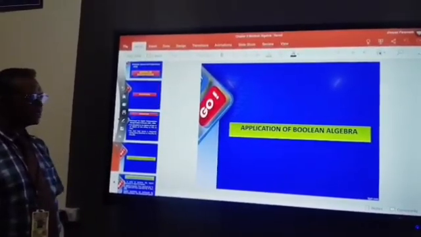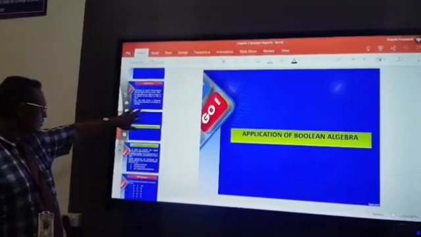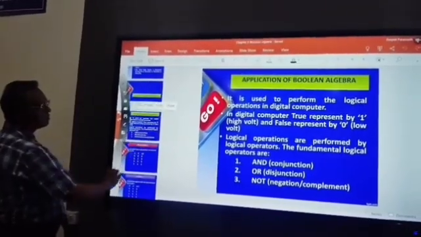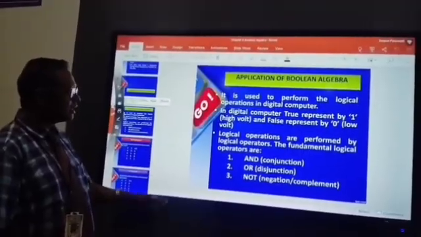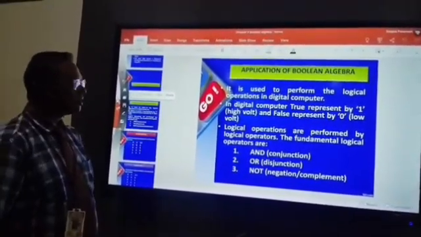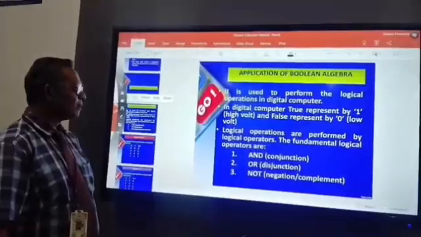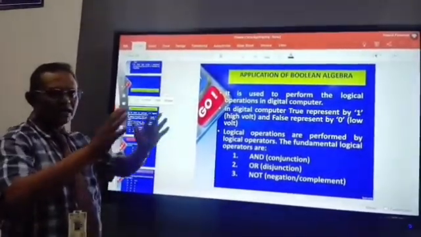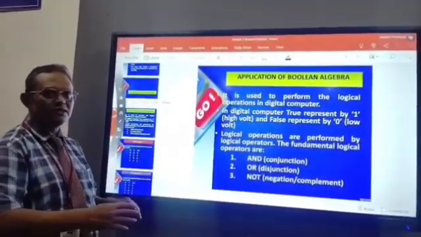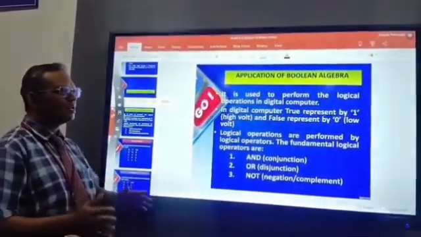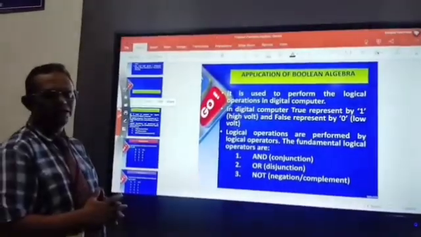Now come to the application of Boolean algebra. So this is about the application of Boolean algebra. Actually it is used to perform the logical operations in a digital computer. As you know, electronics can be categorized in two ways. One is analog electronics, another one is digital electronics. In digital electronics we are going to talk about these areas.